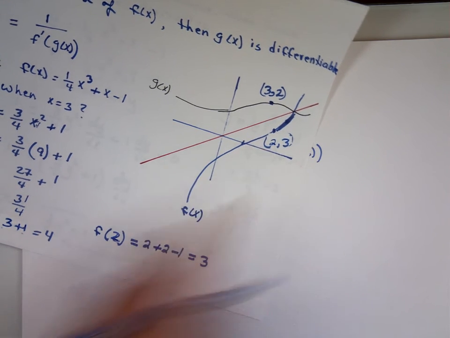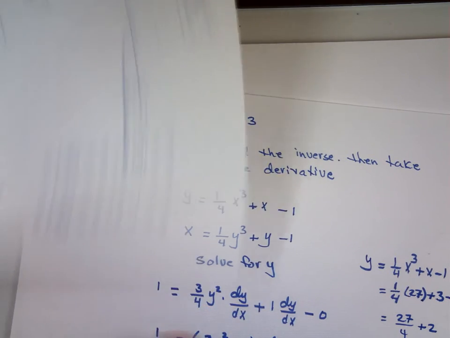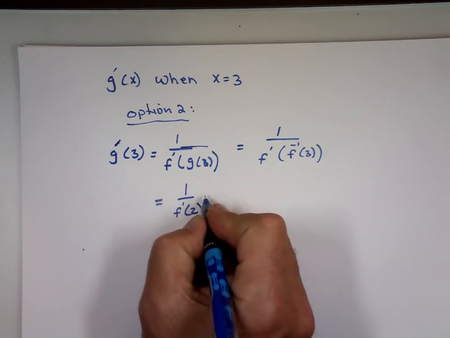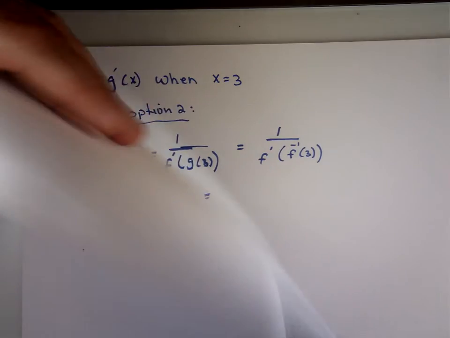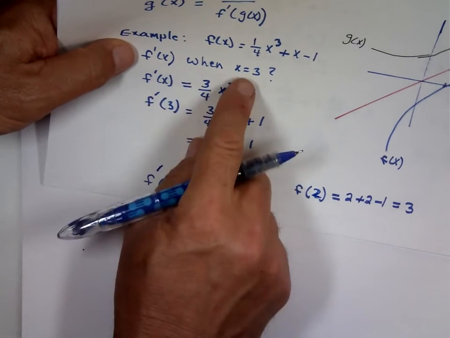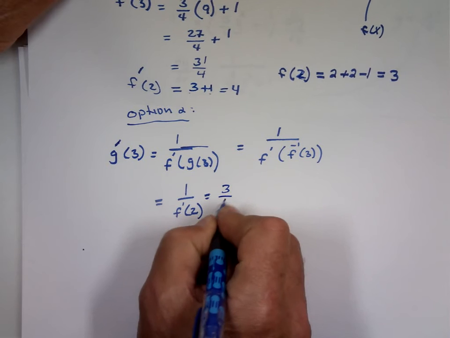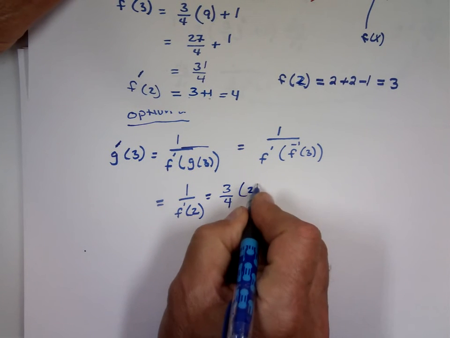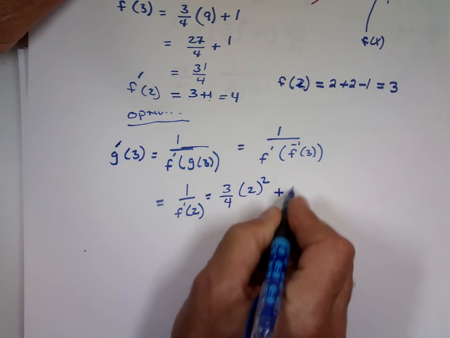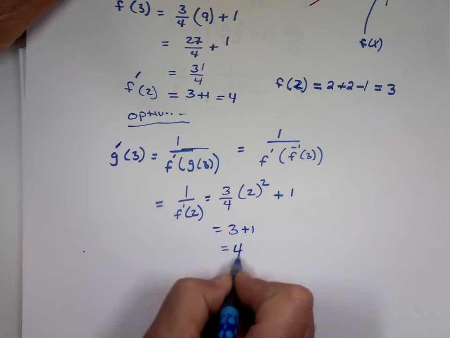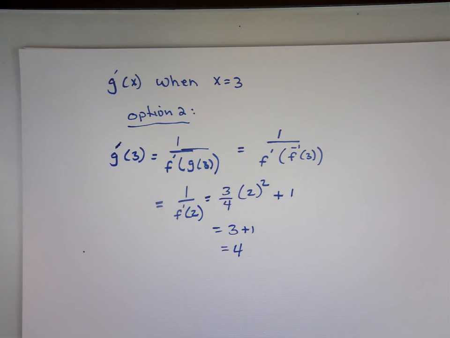Now when we ask what is the derivative of the inverse g at 3, I go, oh, I got it now. I got to plug in 2 into this one. And if you plug in 2, this is my f prime of x. What's the derivative at 2? 3/4 times 2 squared plus the 1, that's a 4, and that's a 4. Without having to find the inverse and take the derivative of that.